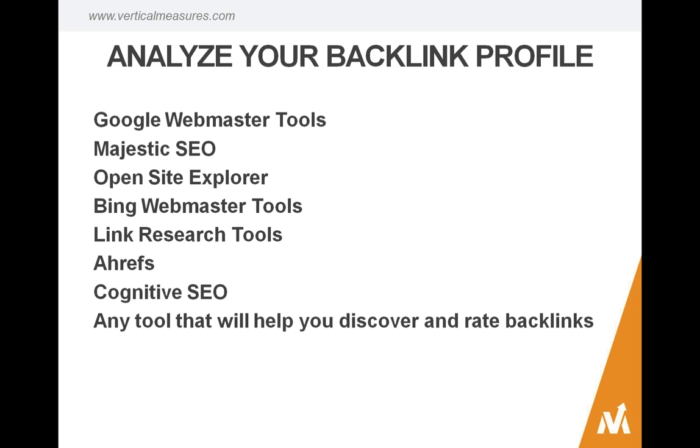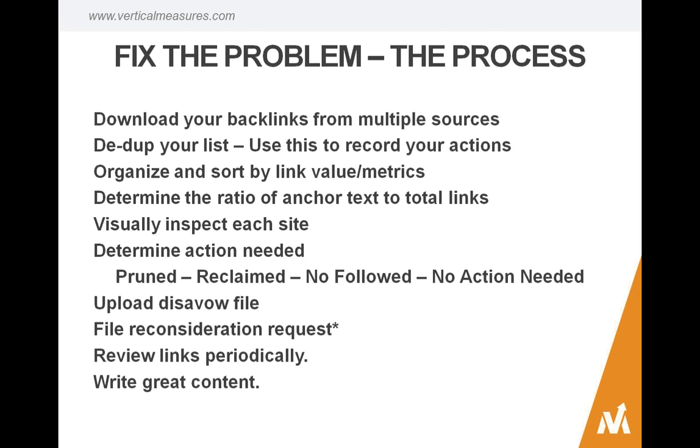So we use Majestic SEO, we use Open Site Explorer. You can also use Bing Webmaster Tools, Link Research Tools, Ahrefs, which I had mentioned earlier, and then Cognitive SEO will help you with developing your backlink list. So really what you want to do is use any tool that will help you discover and rate the quality of your backlinks. Because what you're going to want to do is find out as many links as are pointing to you so you can fix the problem.